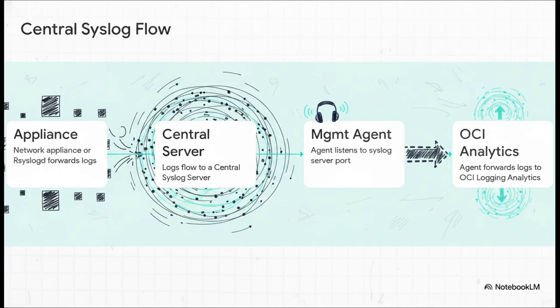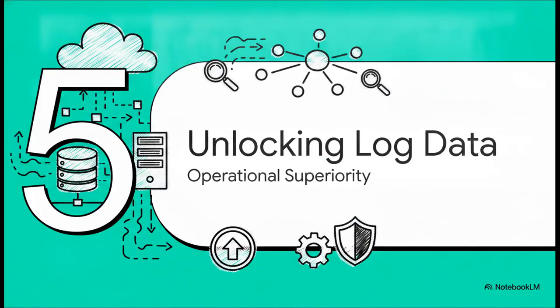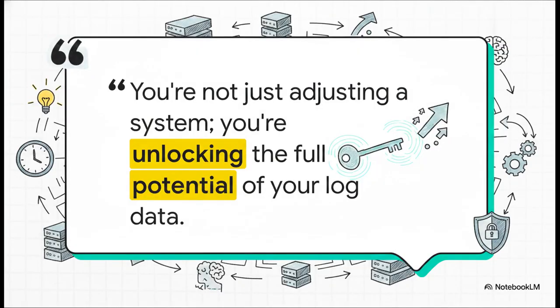This setup is just elegant. It drastically reduces your agent management overhead, and it perfectly takes advantage of the high throughput tuning we just set up. Finally, we arrive at Section 5, unlocking your log data. The source material really hits the nail on the head here. It says, by adopting these best practices, you're not just adjusting a system, you're unlocking the full potential of your log data. We aren't just changing a 3 to a 7 in some random config file for the fun of it. We are guaranteeing timely log analysis and threat detection. We're empowering better decision-making, we're streamlining workflows, and we are massively boosting security. We are literally paving the way for operational superiority.